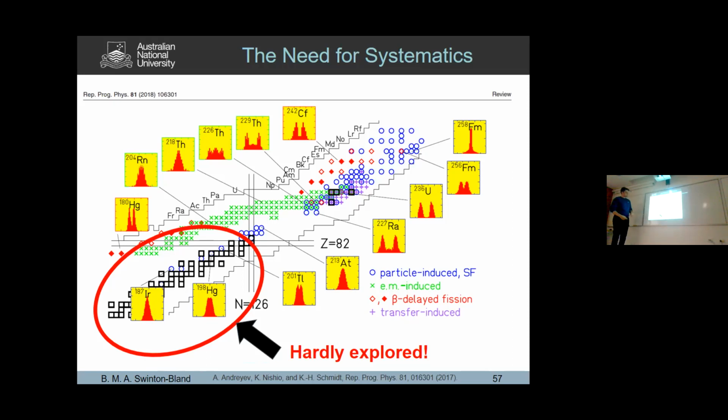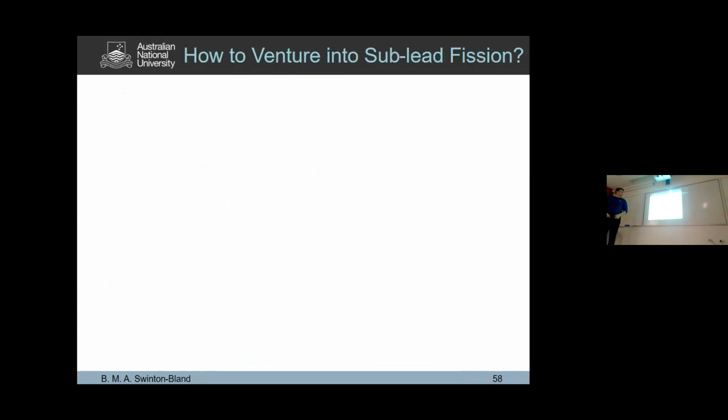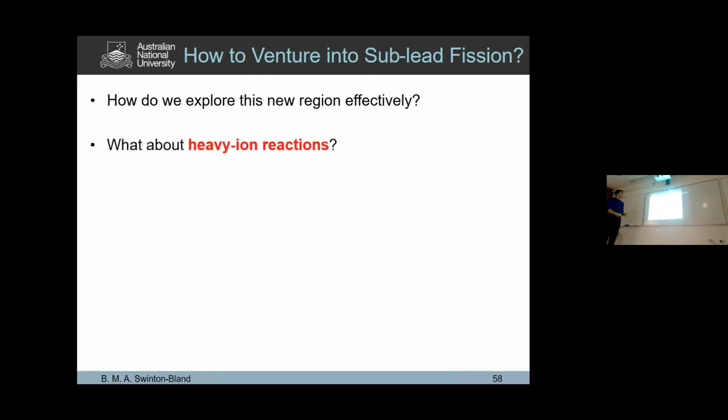That's what we want to explore. We really want to test and see what sort of fission modes we observe in this region and see how they compare with the actinide region. So how do we explore this new region? How can we generate nuclei that then fission and then measure their fission mass distributions over here? Well, as Greg mentioned earlier, we can actually use heavy ion reactions.